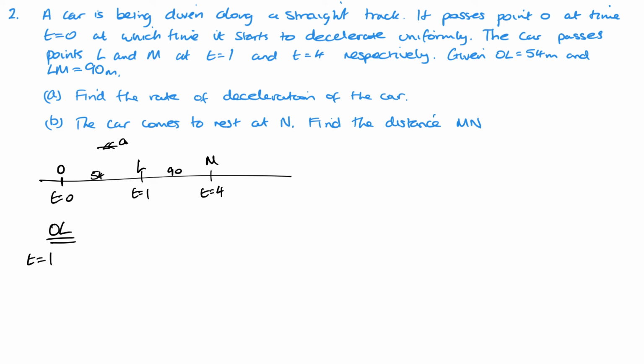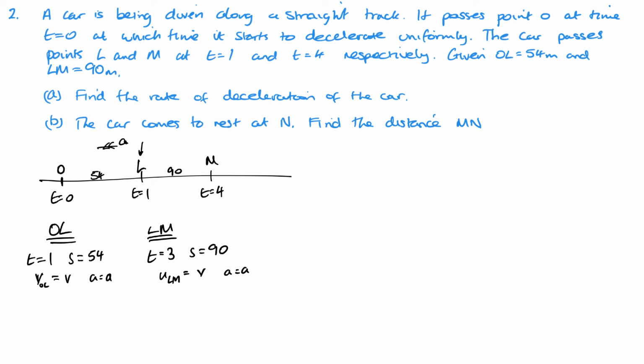We know the time taken is 1 second, and we know the distance is 54. And between L and M, we know the time taken is 3 seconds, and the distance is 90. What we also know is the speed at L is going to be the same. So for this one, our V and our U are going to be equal. So let's call this V for OL and U for LM, and we'll just make them both equal to V. And then obviously, not time, acceleration is going to be the same for both of them, and that's what we're trying to find.